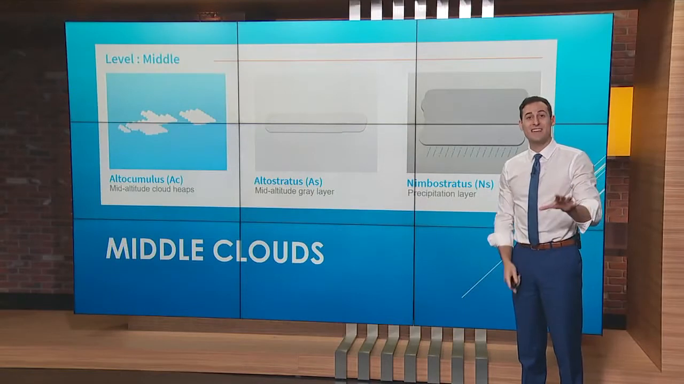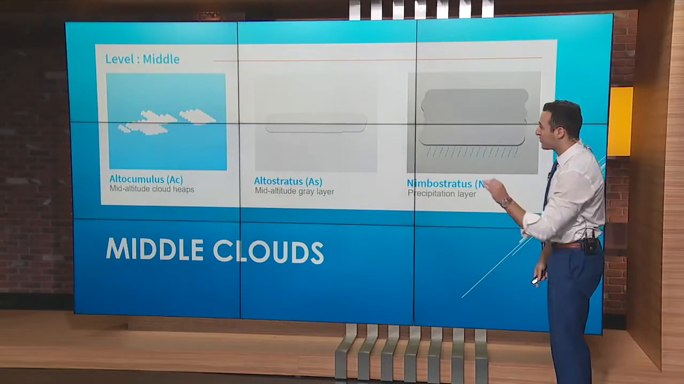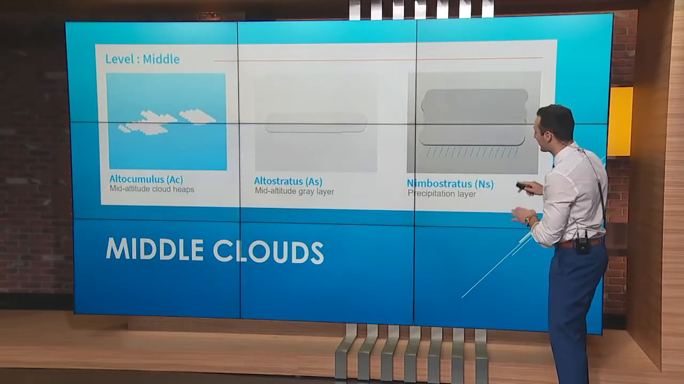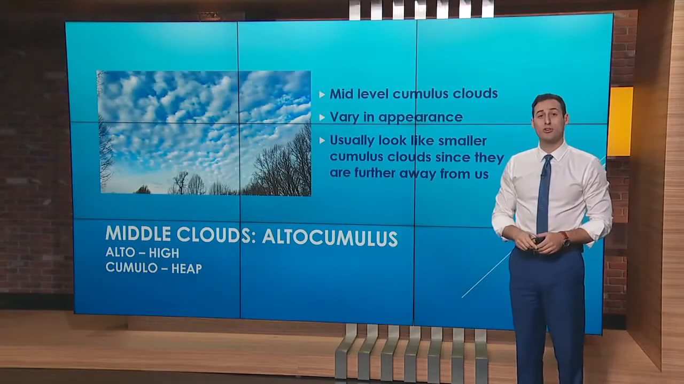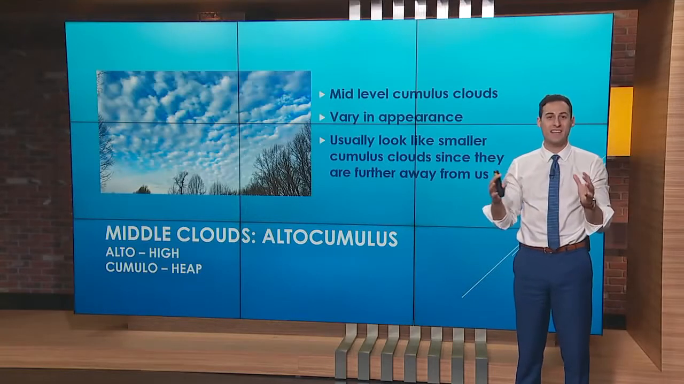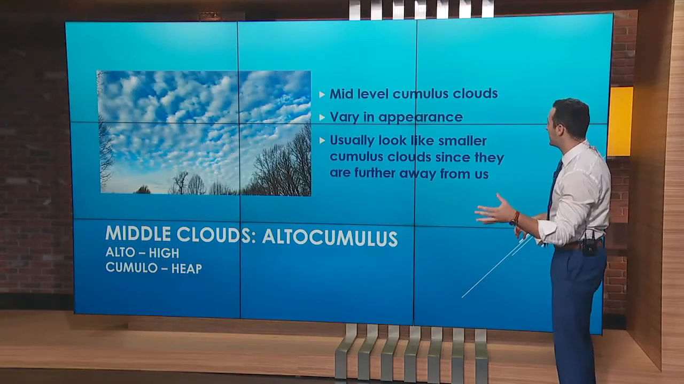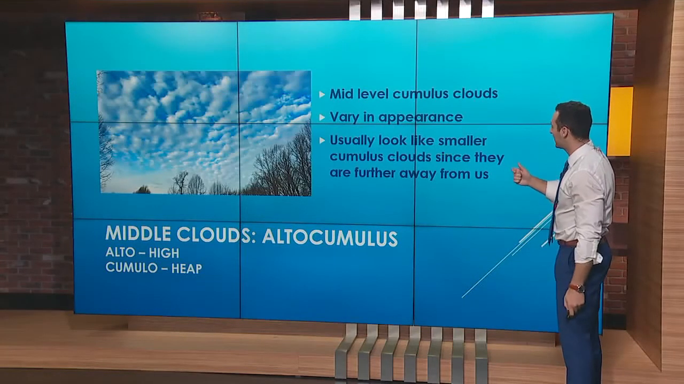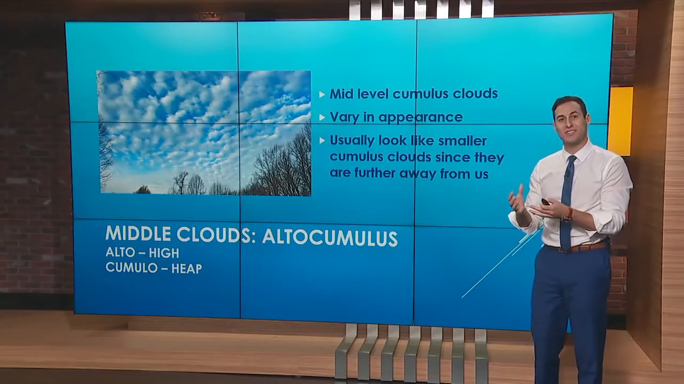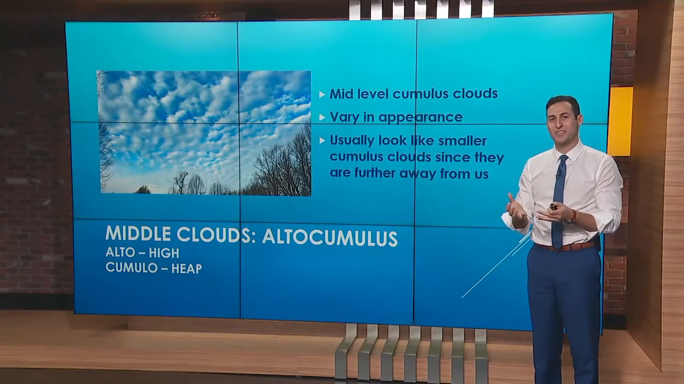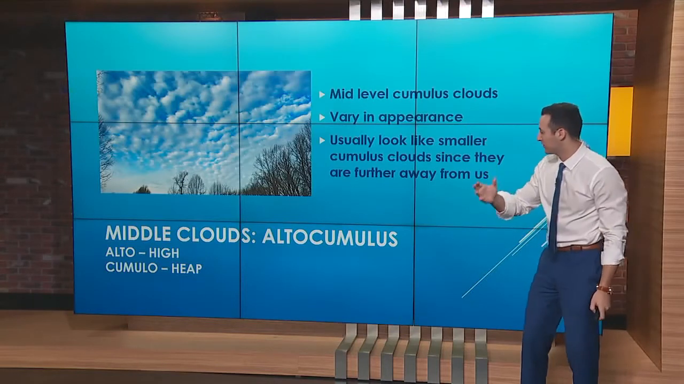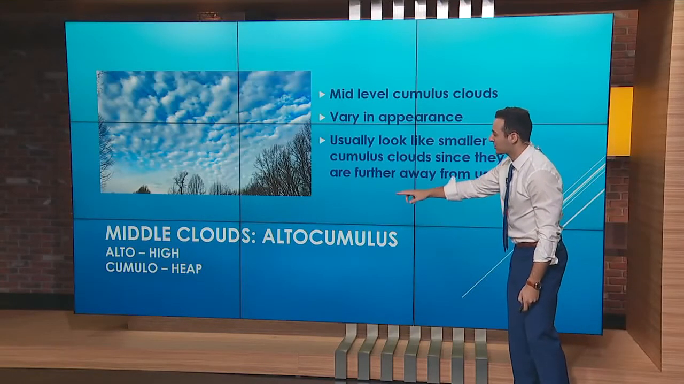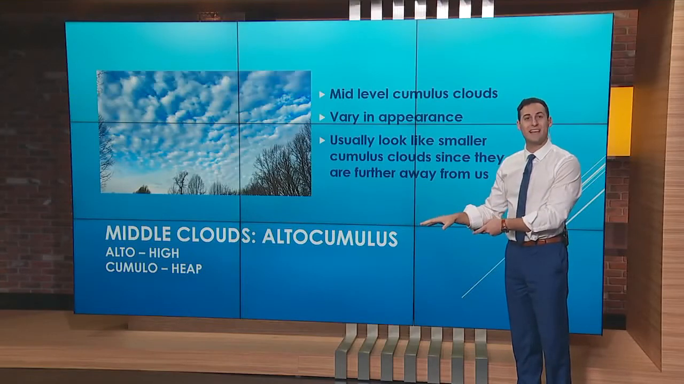Done with high clouds. Now we're going to go over the three middle clouds. We have altocumulus, altostratus, and nimbostratus. First one, altocumulus. Mid-level cumulus clouds. These can take on a variety of forms. They often look very different on different occasions. They usually look like smaller cumulus clouds, which we'll go over, which are the basic ones that you've probably drawn before. And they're smaller because they're lifted up higher in the atmosphere. These are mid-level clouds. So alto will be your mid-level clouds.